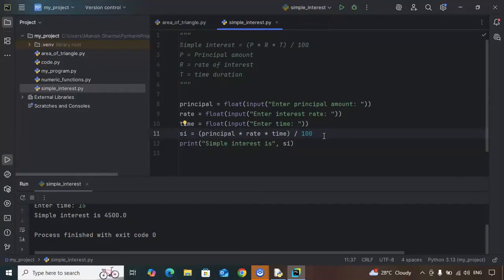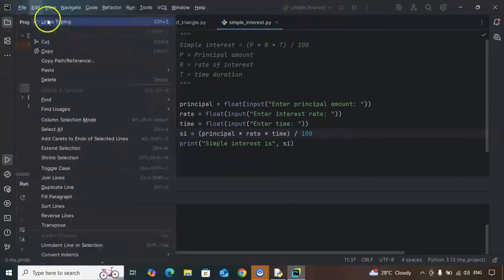This is how we can calculate the simple interest of anything, right? PRT by 100. Can we calculate compound interest? Let's take another example of calculating compound interest.